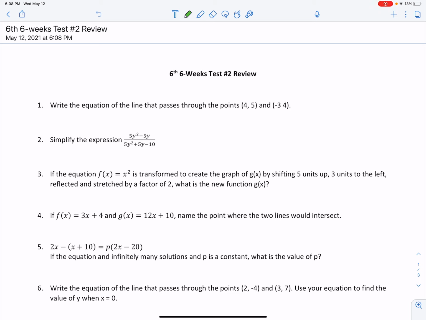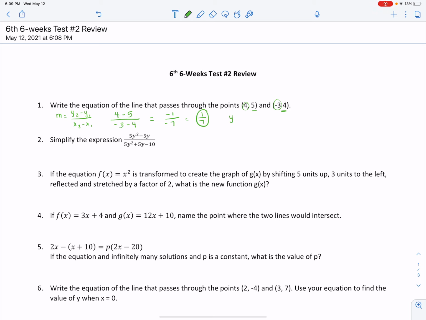So there we go. Write the equation of the line that passes through the points (4, 5) and (-3, 4). If you're going to write the equation of any line, you have to first find the slope. So we're going to find the slope of the line by subtracting the y's divided by subtracting the x's. So my second y, 4, minus the first y, 5, so I did 4 minus 5 over negative 3 minus 4. So 4 minus 5 is negative 1. Negative 3 minus 4 is negative 7. Negative over negative is going to be a positive 1/7 slope.